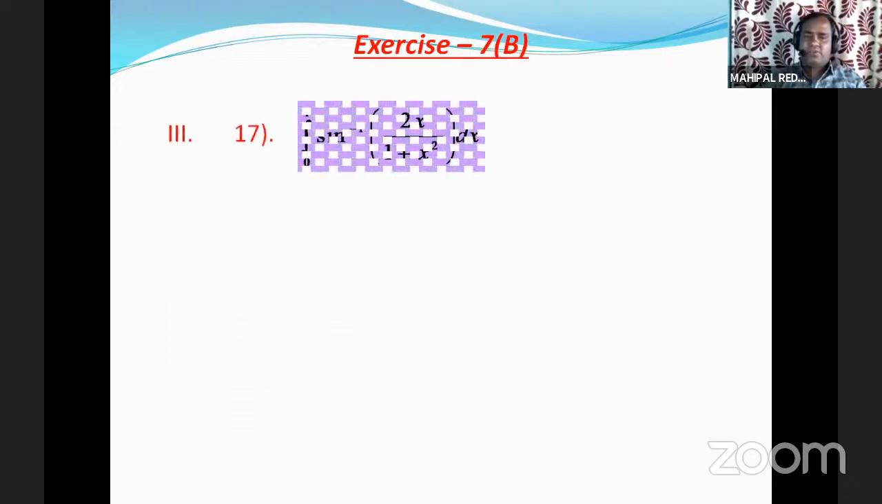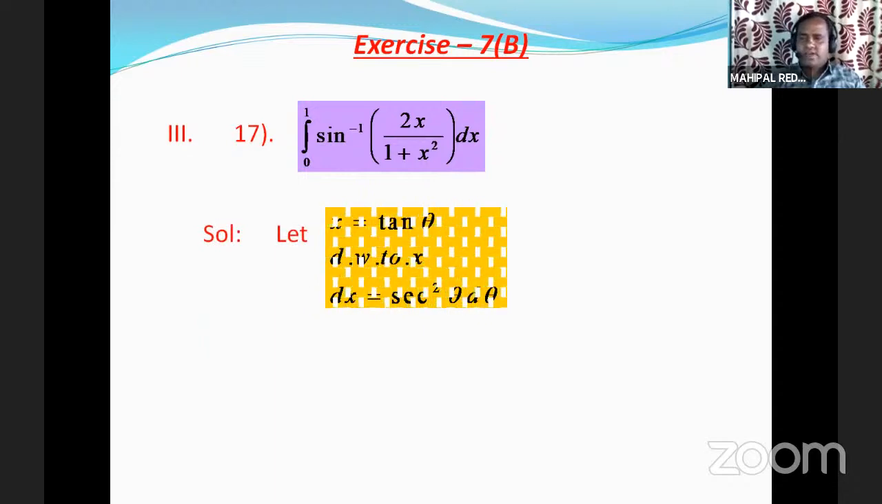Third bit, 17th question. Integration 0 to 1 sine inverse of 2x by 1 plus x square dx. Here also I am taking x equals tan theta. X equals tan theta, derivative with respect to x variable, dx equals sec square theta d theta.